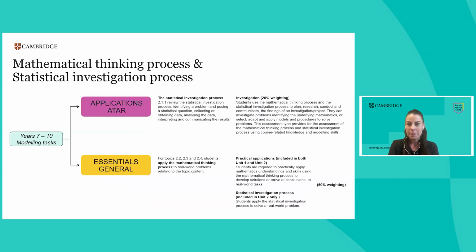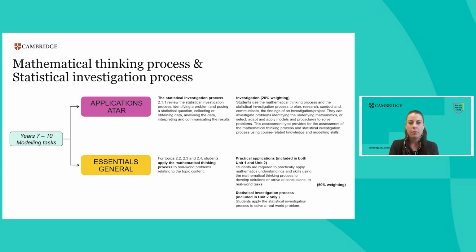Next slide. The mathematical thinking process and the statistical investigation process is a requirement of applications and essentials courses. For applications, investigations make up 20% of their marks, with specific reference to students reviewing the statistical investigation process. The implication being that they know what this is and have used it before they enter Year 11. It's an even larger proportion of the essentials course, where practical applications and statistical investigations have a 50% weighting, equal in proportion to the response tasks they complete across the year.